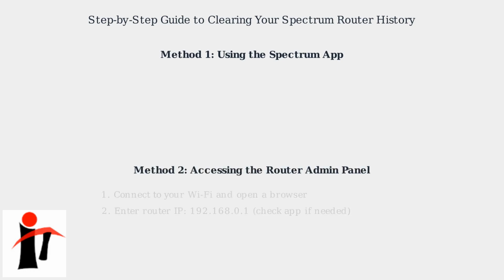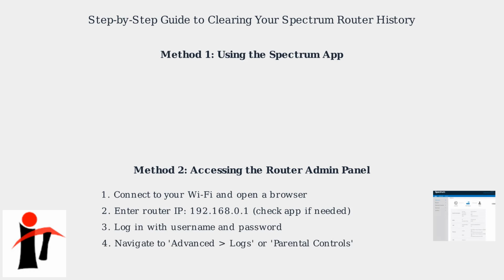For the router admin panel method, connect to your Wi-Fi network and open a web browser. Enter your router's gateway IP address, usually 192.168.0.1, but check the Spectrum app if that doesn't work. Log in with your router's username and password, often found on the router itself.